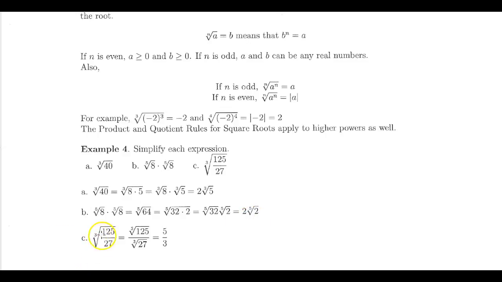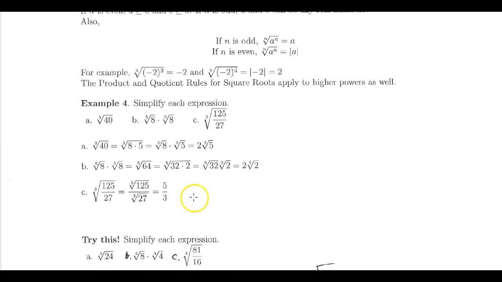And then the cube root of 125 over 27, I can break up the quotient here and say that's a cube root of 125 over the cube root of 27. The cube root of 125 is 5, since 5 to the 3rd power is 125. And the cube root of 27 is 3, since 3 to the 3rd power is 27. So that gives us 5/3. So try simplifying these three expressions. You can pause the video and then come back when you're ready to check your answers.